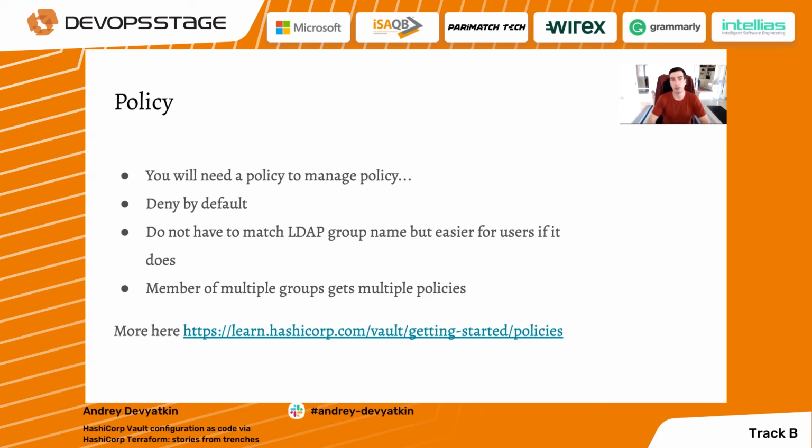You will need to have a policy to manage policies. So you have to have a way to provision yourself a token with some kind of admin privileges that allows you to modify policies. The policies are denying things by default, so you have to explicitly allow. And as I said, you don't have to match the group name, but it makes things much easier. And members of multiple groups get multiple policies, which is also handy.